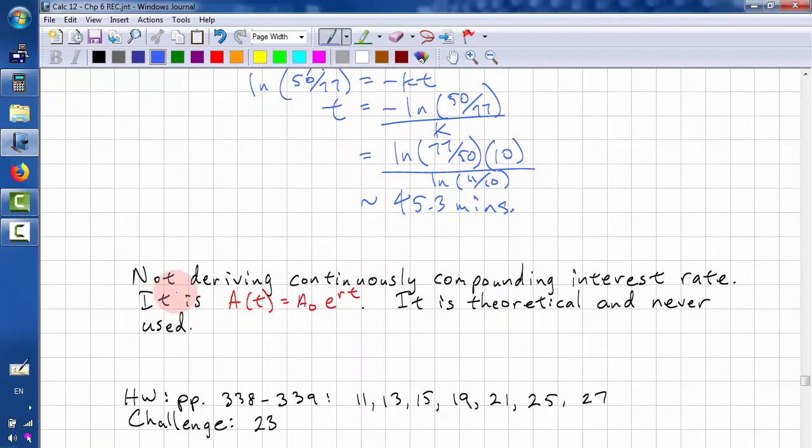And we're not deriving the continuously compounding interest rate, but it's good to note that this is the formula. Compounded every second, it would be roughly close to this. It's a theoretical topic and it's never used because they're not allowed to continuously compound the interest rate. But it's a good theoretical value to play with. And that completes this lesson.